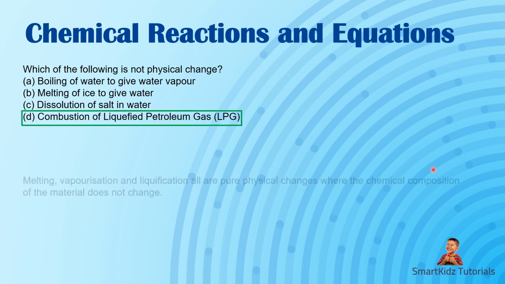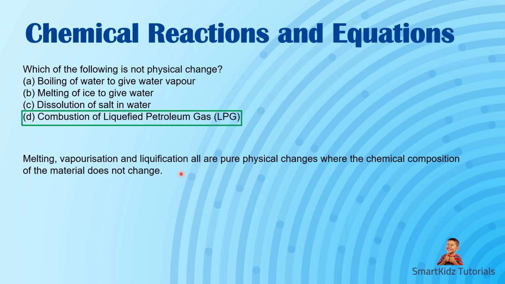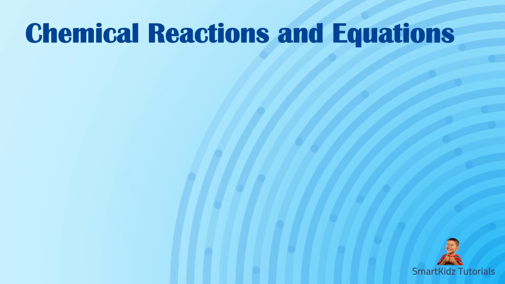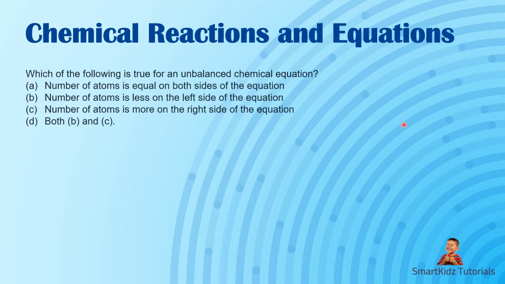There you go. The melting, vaporization, liquefaction are all pure physical changes where the chemical composition of the material does not change. Here the chemical composition of the material does change. Next question.